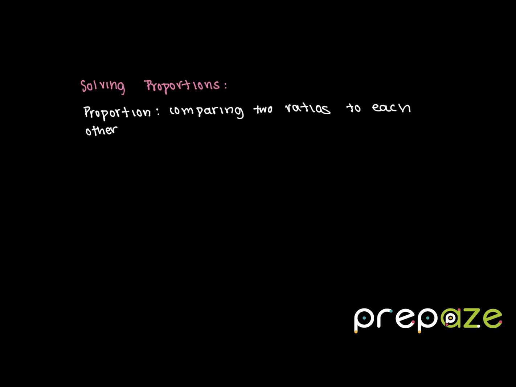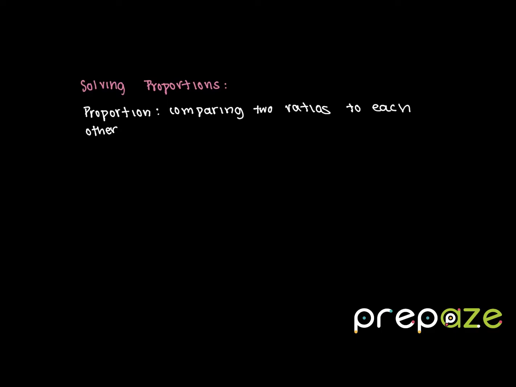To start off with, let's go over what a proportion is. Proportions are when you are comparing two ratios to each other. So a ratio is when we're comparing two values to each other, and a proportion is when we're comparing two ratios to each other. When we're doing this, we usually have our ratios in fraction form.